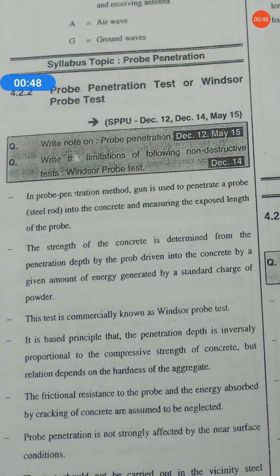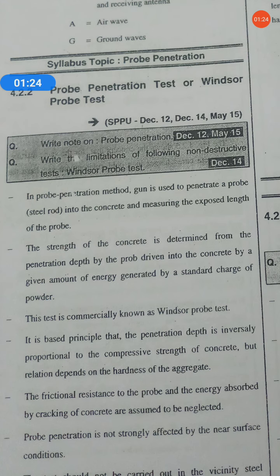So what does probe penetration test mean? In the probe penetration test, a gun is used to penetrate a probe. Probe here stands for a steel rod. When you are penetrating a steel rod into the concrete, you have to use a gun. With the help of the gun you can penetrate that steel rod into the concrete and measure the exposed length of the probe.